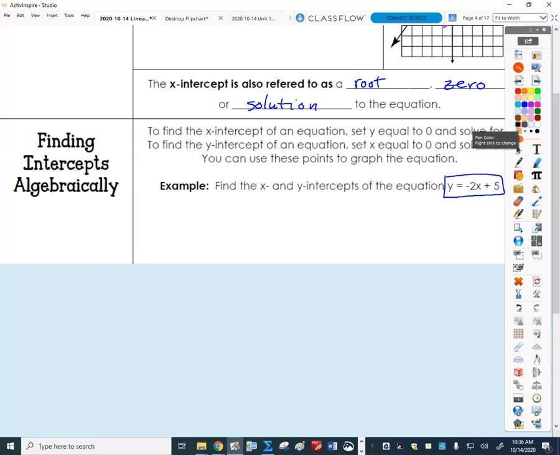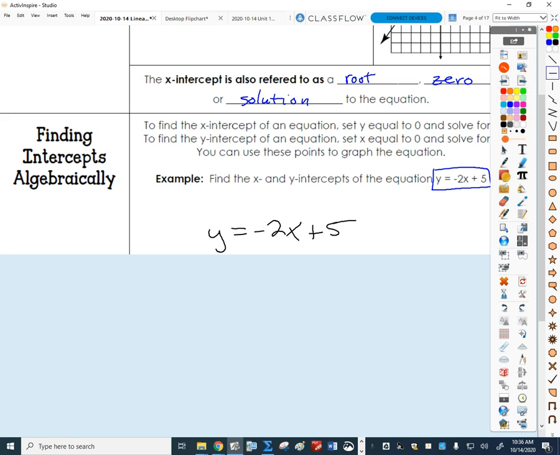This is really slick. So if we have our equation here, y equals, now normally in class I just use my hand, but that's not going to work here. So I've got to make something to cover something up. Give me just a second here.